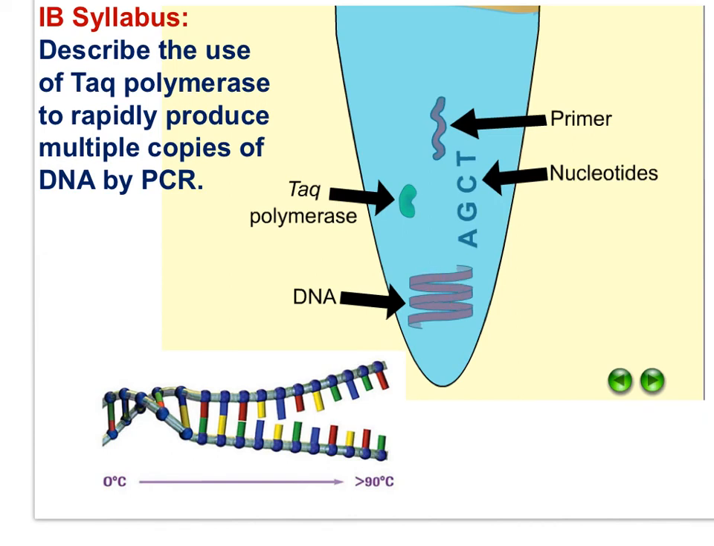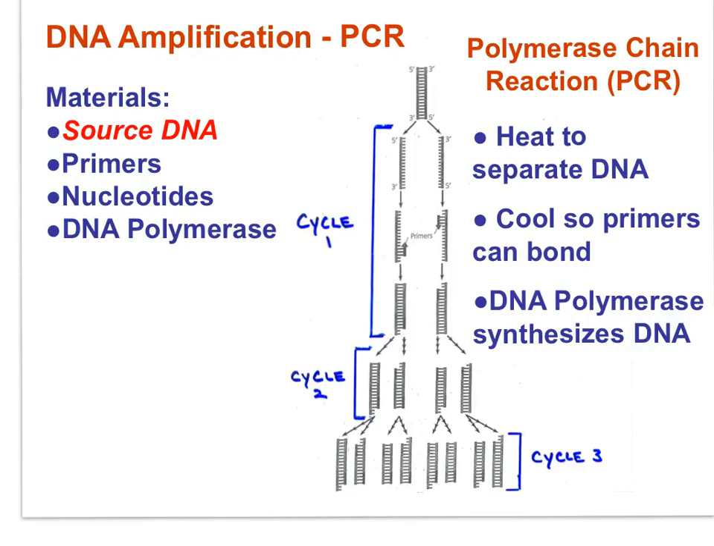The temperature of the tube is increased to cause the DNA to separate. The primer binds to the gene of interest, and the Taq polymerase begins amplifying the gene of interest using the available nucleotides. So once again, PCR requires source DNA, primers, nucleotides, and DNA polymerase.